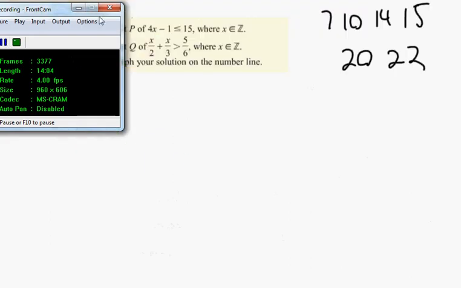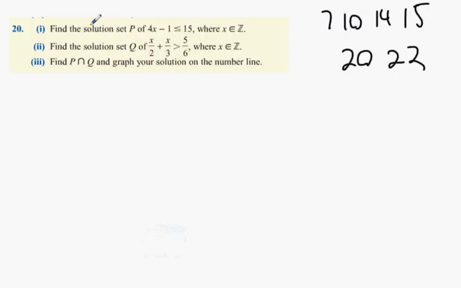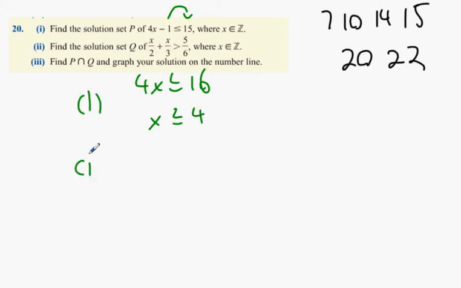So now, what we have here is this, guys. Find the solution set of 4x minus 1 less than or equal to 15, for x an element of Z. Bring the 1 over to your side, what do we get? 16. x less than or equal to 4. Okay, that's easy marks. Part 2. x over 2 plus x over 3 greater than 5 over 6. What's the problem here?